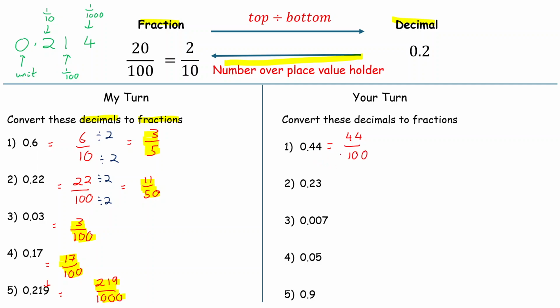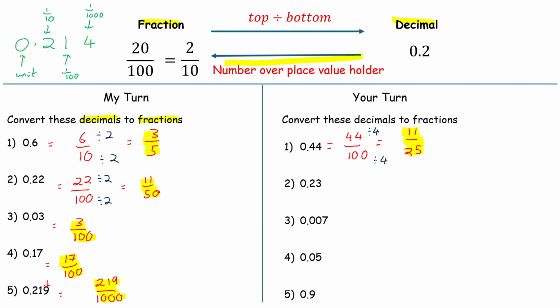Decimals and fractions mean the same thing, but we can simplify this fraction by dividing. You could divide by 2 and then divide by 2 again, but I know that 4 is a common factor of 44 and 100. So I can divide both by 4: 44 divided by 4 is equal to 11, and 100 divided by 4 is equal to 25. And because 11 is prime, I definitely know that there are going to be no more common factors of 11 and 25. So simply, that is my answer.